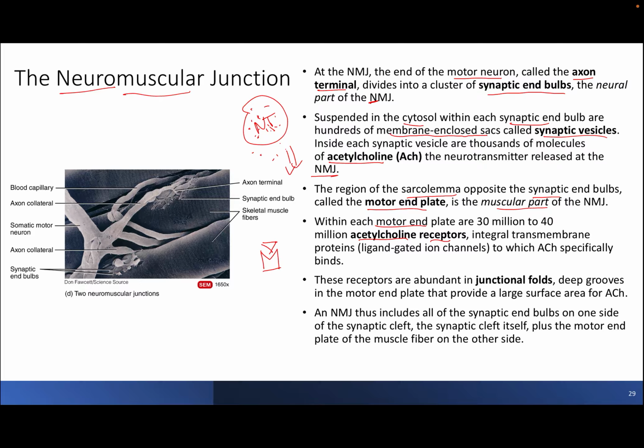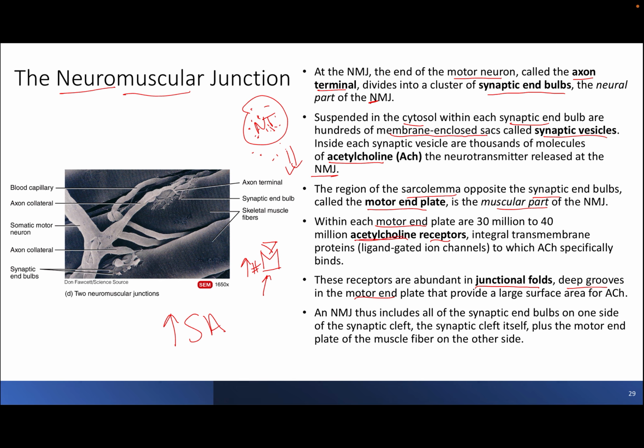These receptors are packed in tight, and we make use of something called junctional folds, which are deep grooves in our motor end plate. This increases the surface area that's available. This allows us to pack in more of these receptors for acetylcholine so that we can maximize the amount of neurotransmitter that we're able to bind, specifically in this case, again, acetylcholine.